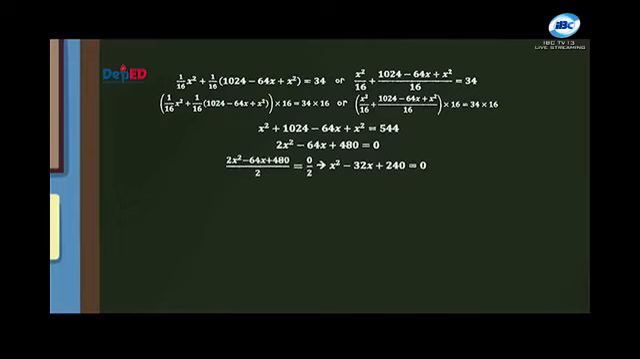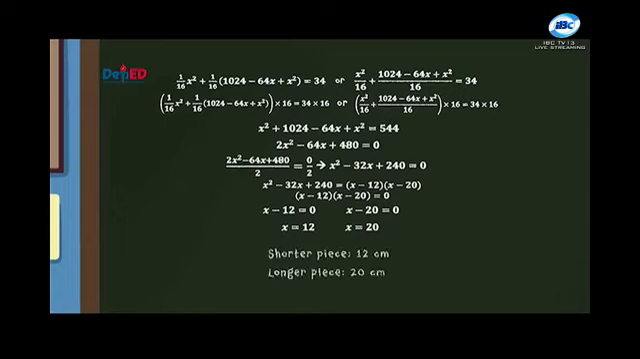And it can also be solved by factoring. X squared minus 32x plus 240 is equal to the product of the binomials x minus 12 and x minus 20. Hence the equation: x minus 12 times the binomial x minus 20 equals 0. Equating each factor to 0, we can arrive at these values of x: 12 and 20. We let x be the length of the shorter piece, hence x must be 12.